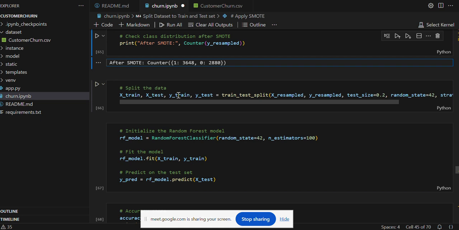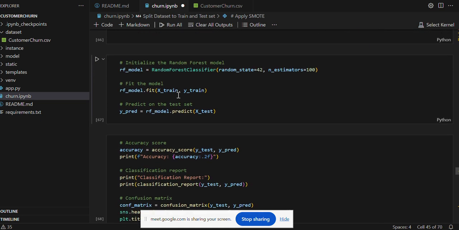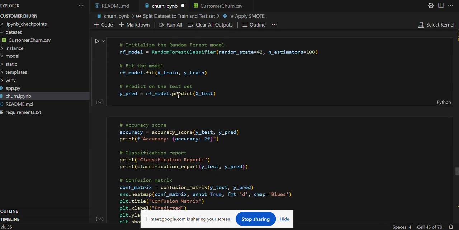Okay. So next, we are going to apply random forest, and after applying random forest, we fit it with the training data. You can see, fit the model. So rf_model.fit, we fit it with everything training. You can see X_train and Y_train.